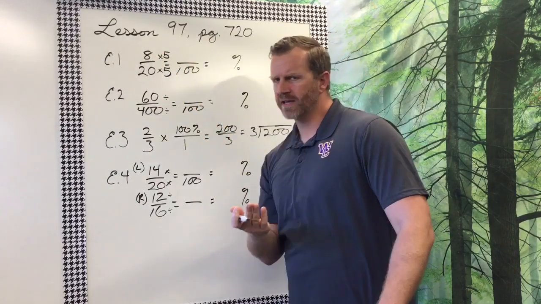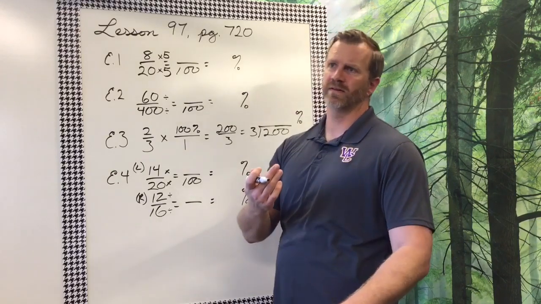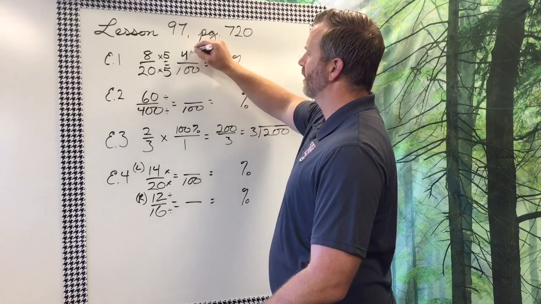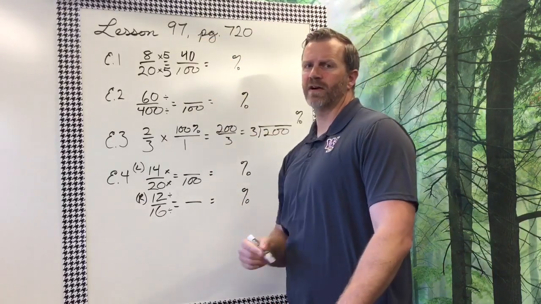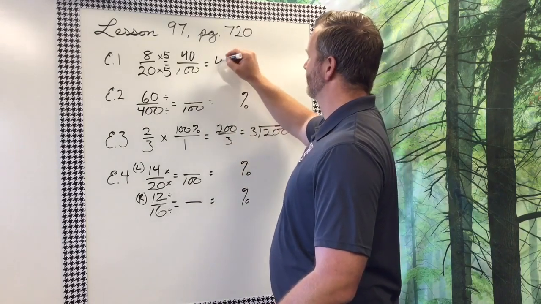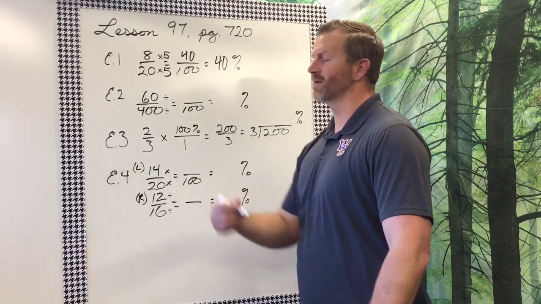So, Mariah, what's 8 times 5? We can count them by 5. 5, 10, 15, 20, 25, 30, 35, 40. There it is. Good job, Mariah. Now, easy peasy. 40 over 100, what percent? There you go. I heard you say it. 40%. Awesome job. Sweet, that takes us to number 2 already.